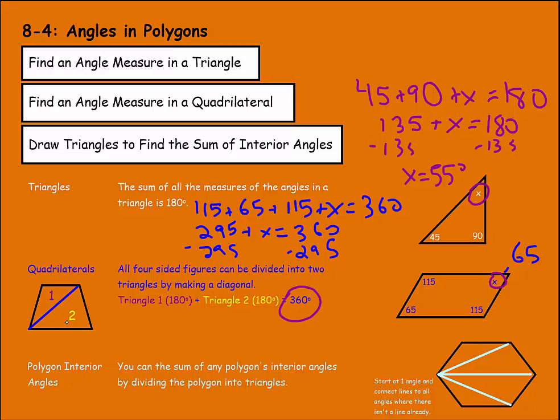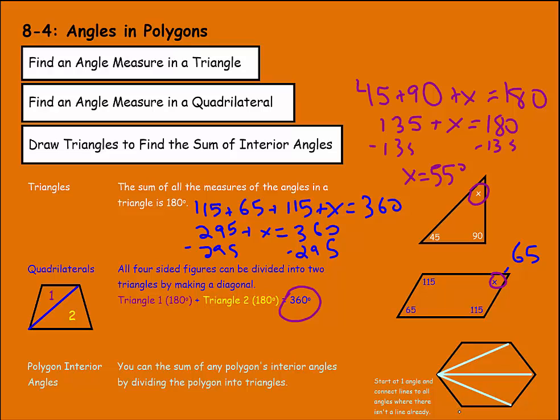So what we just did here by dividing it into two different triangles proves true for any different polygon. So for any polygon, you can find the sum of its interior angles by dividing the polygon into triangles. So for example, if we start at this angle right here, we can connect all the lines to where there isn't a line already. Since there's already a line from this angle to this angle, we will leave that alone. We connect these different lines here. We connect these opposite lines. Then we connect these ones, and there's already a line here.